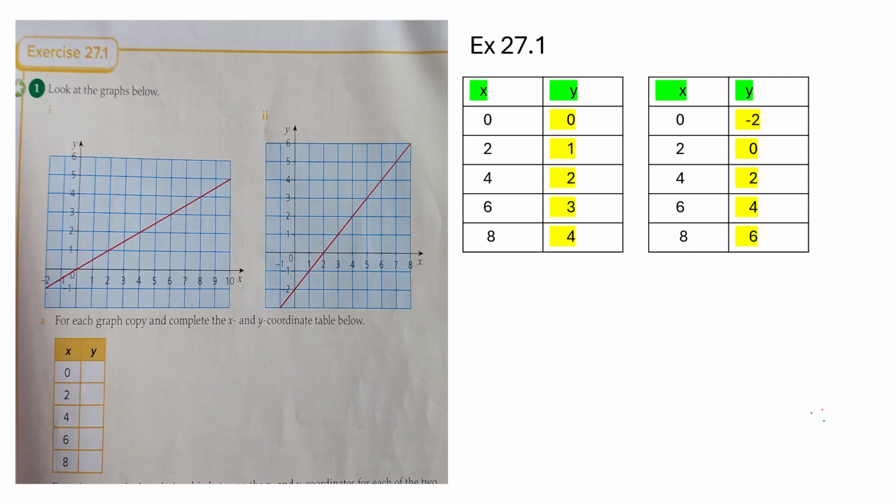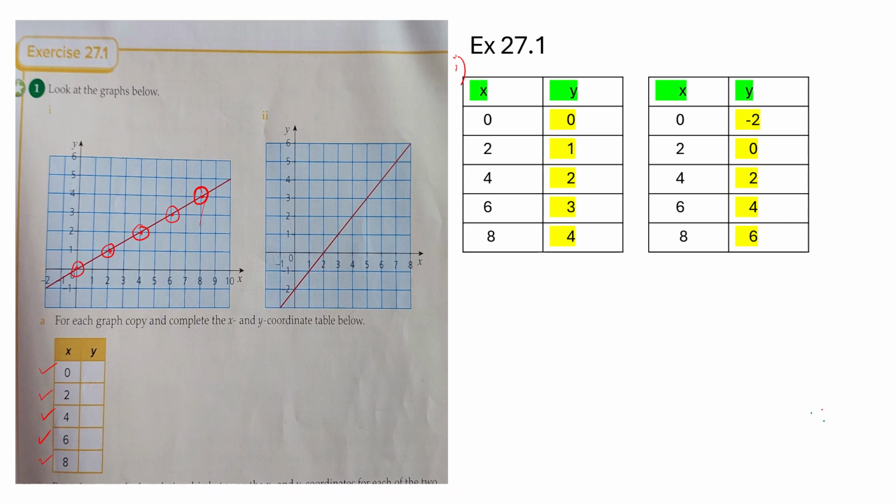Okay, so the first graph. The x coordinate is 0. So 0 comma 0. What is the next x coordinate? It's 2. So 2 comma 1. Next one, 4. So 4 comma 2. Now 6. For 6 comma, it's 3. Now for 8. So 8 comma 4.